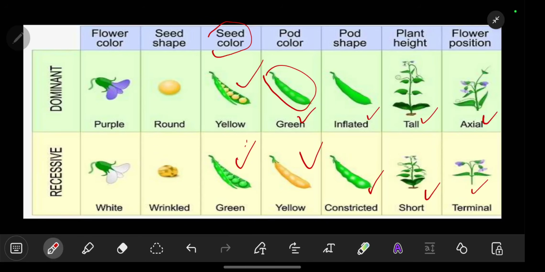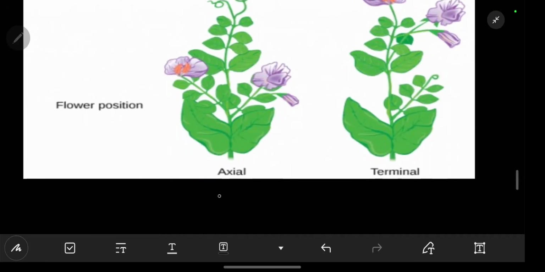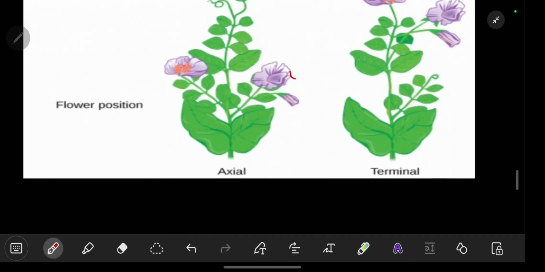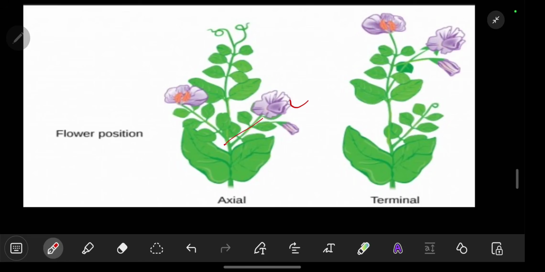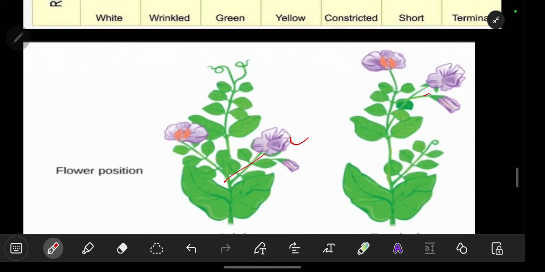So terminal means it's occurring at the tips, like that. But axial can be found within the stem. So this is our axial there. It can be found within the stem, like that. Then the terminal is just at the tip of the stem, like that.